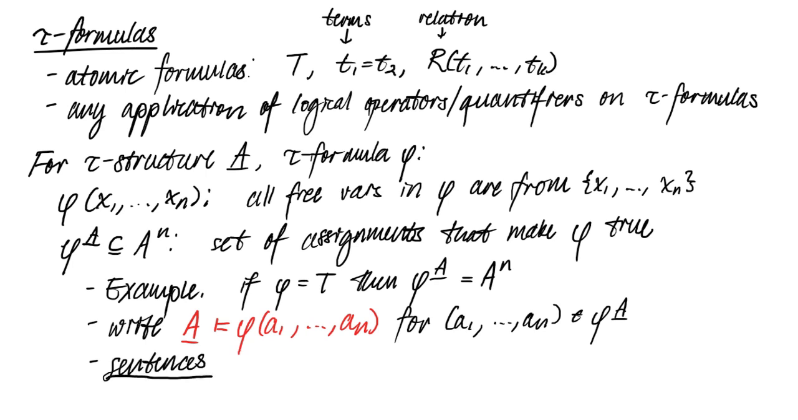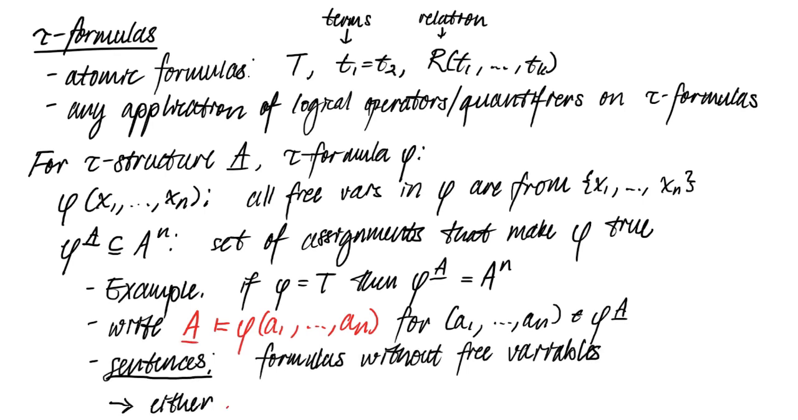Lastly, we define a tau sentence as a tau formula without free variables. For an arbitrary tau structure A and tau sentence phi, A will always satisfy phi, or A will never satisfy phi, which is the same as saying A satisfies not phi.